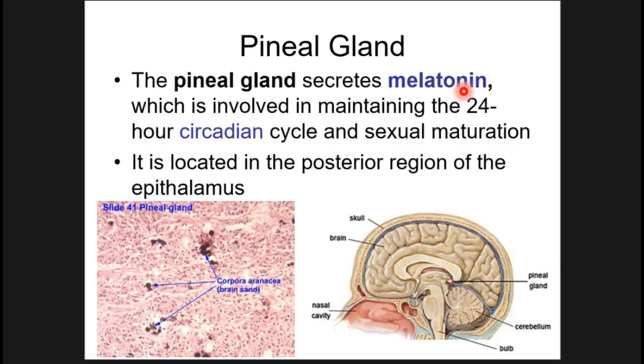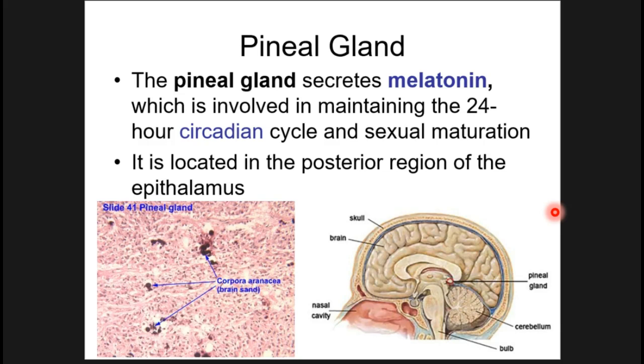Okay, this is my frenemy. This is the pineal gland. The pineal gland is located in the epithalamus, right where my cursor is right now. I'm covering it. It is located in the posterior region of the diencephalon. It secretes melatonin. The job of melatonin is to make you sleepy when it's time to be sleepy.